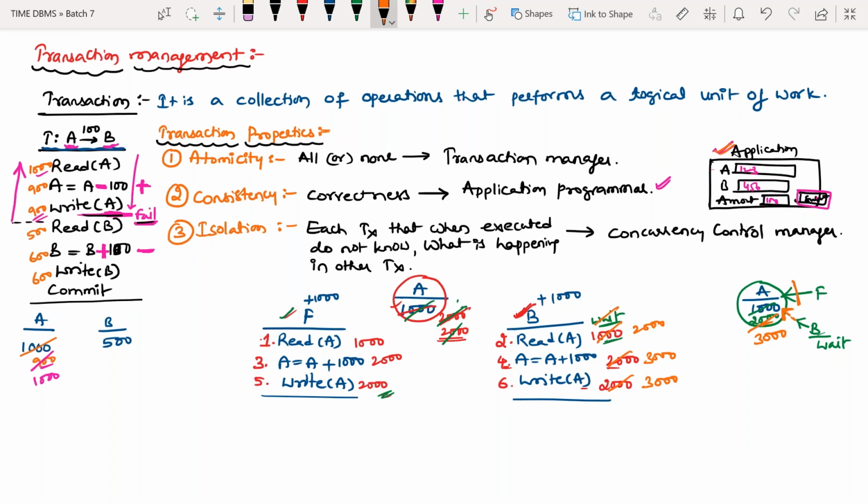Because the execution of F and B transactions on database A was controlled by the concurrency control manager, so that previously we got an inconsistent state. Now we don't have any inconsistent state, right? That is the responsibility of a concurrency control manager.